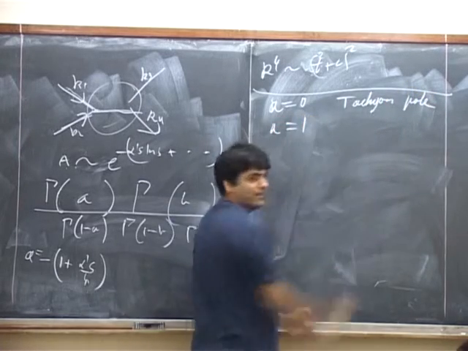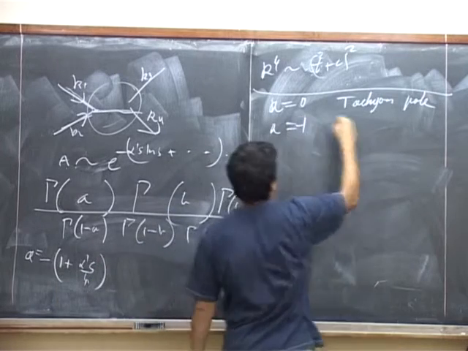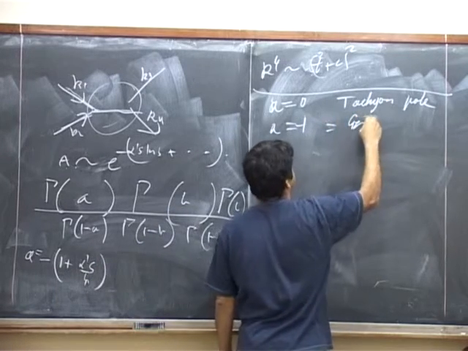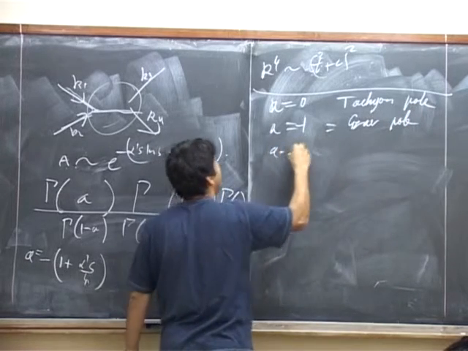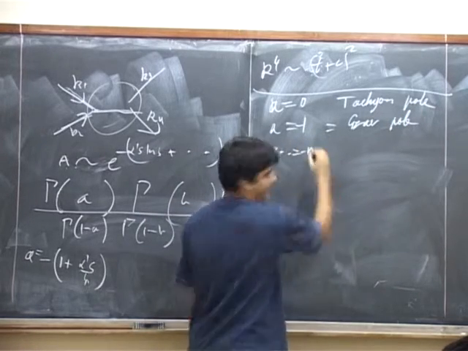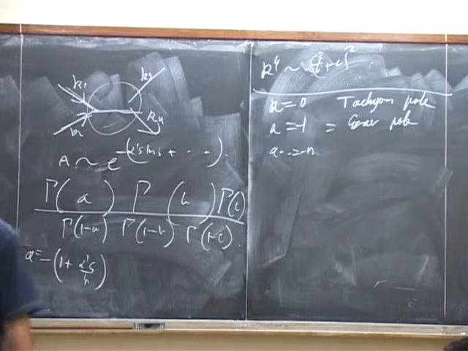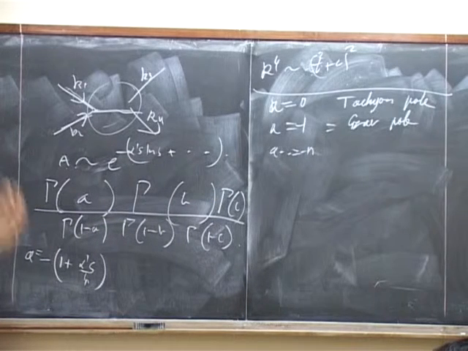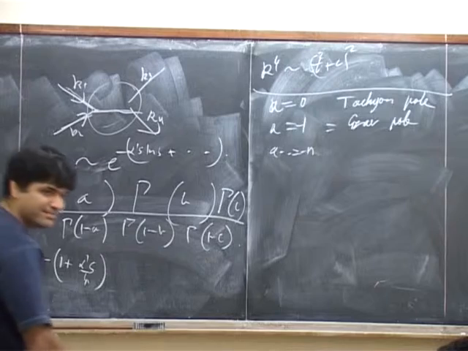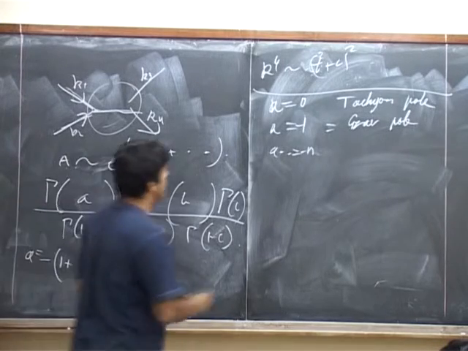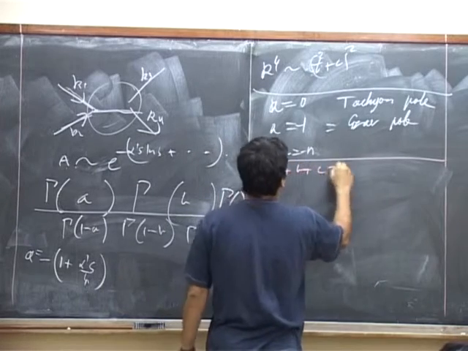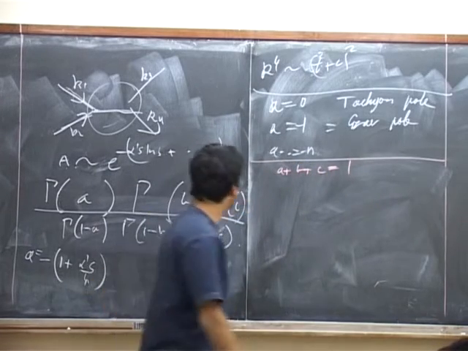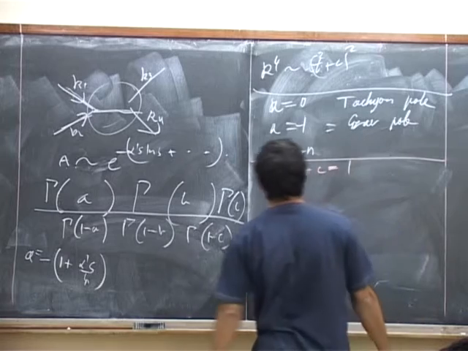A equals 1 minus 1 was the graviton. Okay, so let's go instead to A equals minus n and see if we can understand what the residue of this pole looks like. Remember we had A plus B plus C equal to 1. We're setting A equal to minus n.